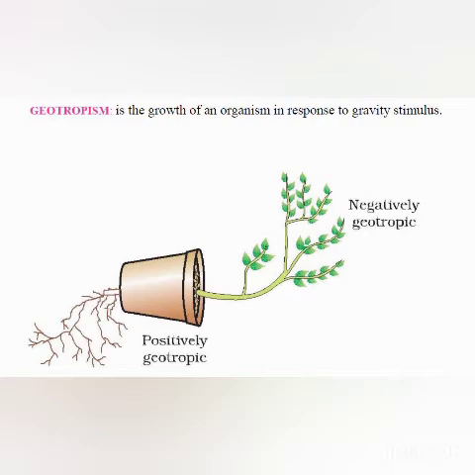And I can say that the roots show positive geotropism. Why? Because they are growing towards the stimulus, and shoots show negative geotropism because they grow away from the stimulus. Is it clear to all of you?